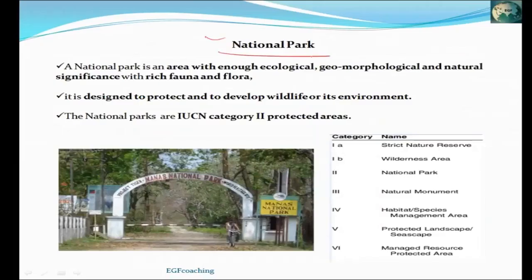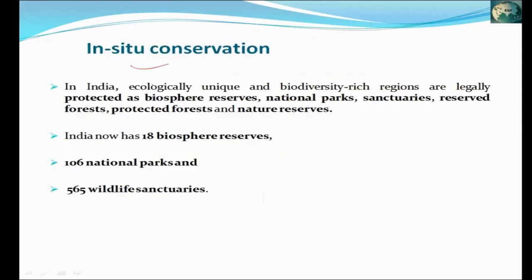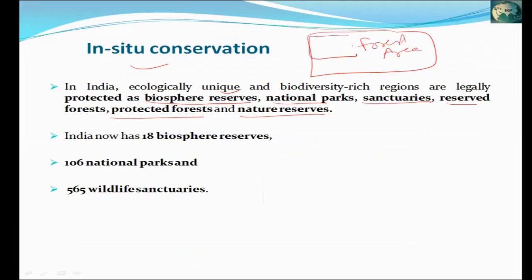Today's topic is National Park and Wildlife Sanctuary. These are methods of in situ conservation. In in situ conservation, biosphere reserves are made: national park, wildlife sanctuaries, reserve forest, protected forest, natural reserves. These are all areas of forest, and government gives these areas different conservation status. Suppose government declares this area as a national park, it will restrict human activities in that area so that wild species can survive here. Currently in India, there are 18 biosphere reserves, 106 national parks, 565 wildlife sanctuaries.